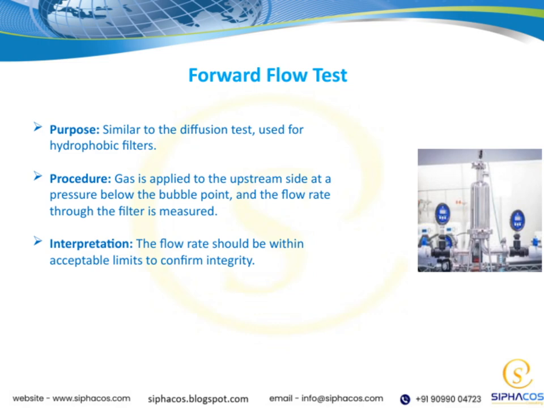Once the gas is applied, we measure the flow rate through the filter. The key here is to compare this flow rate to acceptable limits. If the flow rate falls within the expected range, it confirms that the filter is intact and performing as it should. In essence, this test helps us verify that the filter is holding up and that there are no leaks or breaches. It's a straightforward but vital part of our quality assurance process, connecting directly to our overall goal of maintaining high standards in sterile filtration systems.